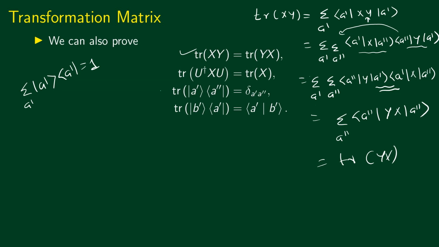And these two relations, I leave it to you as an exercise. These are operators. This ket A prime bra A double prime is an operator. This ket B prime bra A prime is another operator. So you can find the trace of this by introducing the identity operators appropriately, in terms of specific basis kets. So I leave these things as exercises for you. So with that, I'll conclude the discussion.